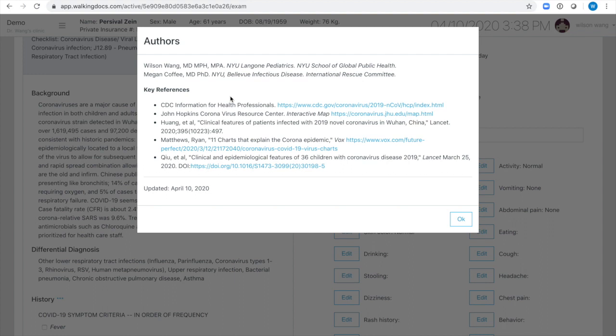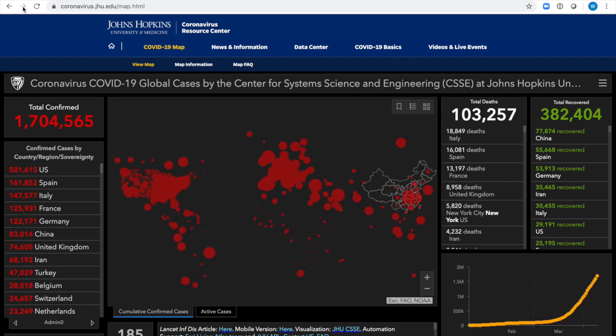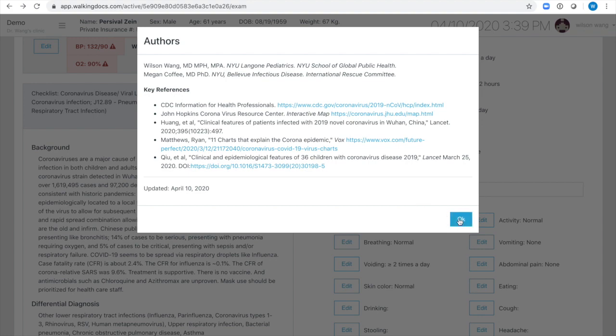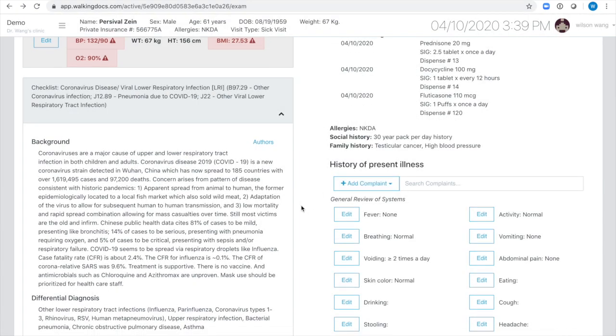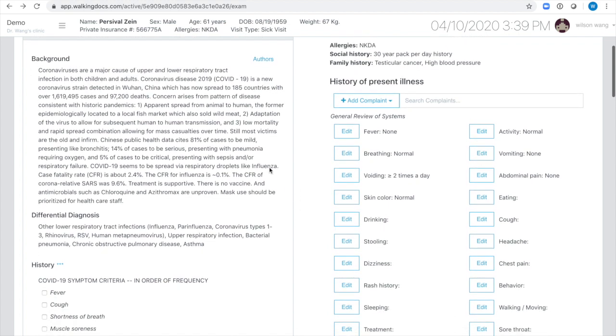References that inform the checklist are listed and are available in easy to click links. I like the coronavirus map produced by Johns Hopkins. Closing the reference window, we see the background section, which is designed to jog the memory of the clinician. This becomes particularly important with pathogens like COVID-19, which are new and when the response trajectory changes day to day.